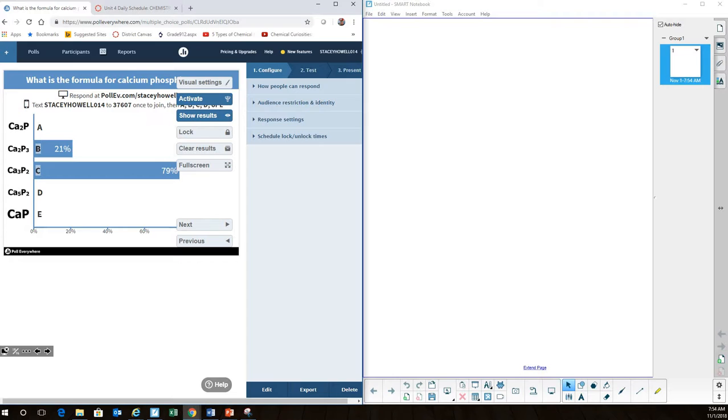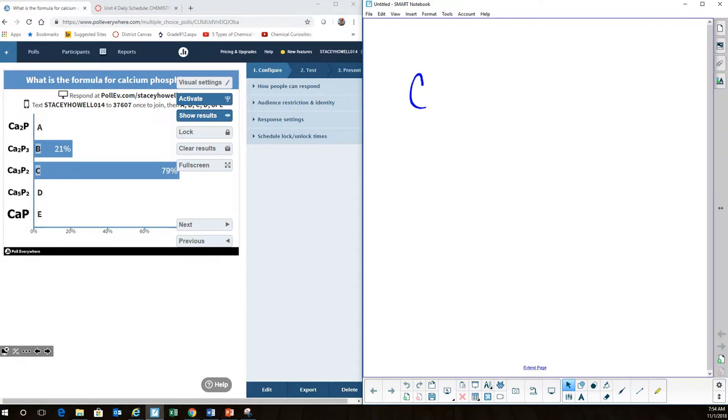Most of you chose this. Let's figure out why some of you chose this, and that one now is minuscule. So calcium had what charge? 2 plus, good. And phosphorus, which was phosphide, had what charge? It was 3 away from being a noble gas, so it's 3 negative.